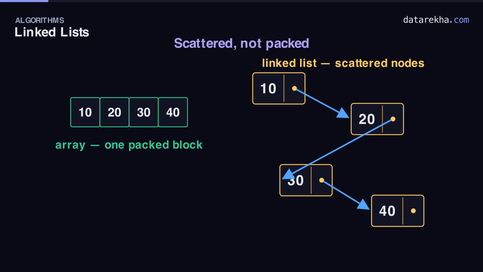Instead of one solid block of memory, we scatter little nodes wherever there's room, and each node simply remembers who follows it. An arrow pointing to the next one. That one design choice, follow the arrows instead of counting a fixed distance, flips the whole cost story. Arrays are fast to index, but slow to reshuffle. Linked lists are the mirror image. Let's build one and see exactly why.